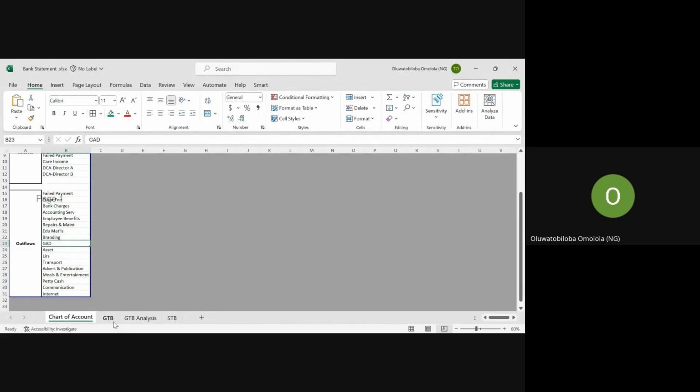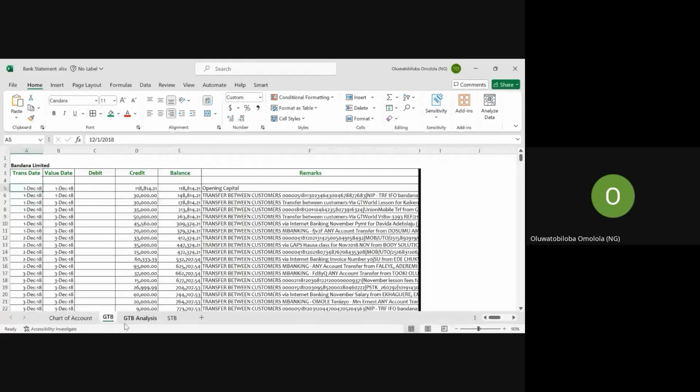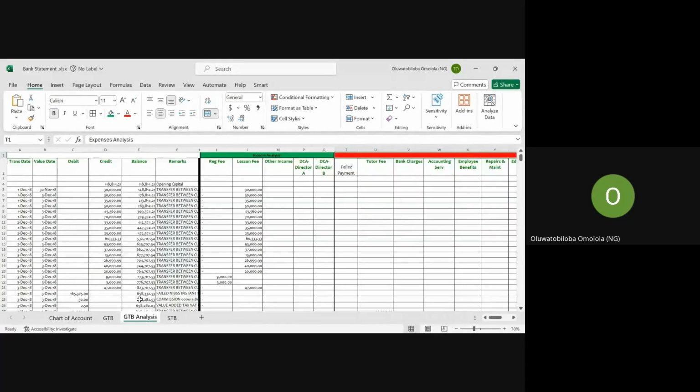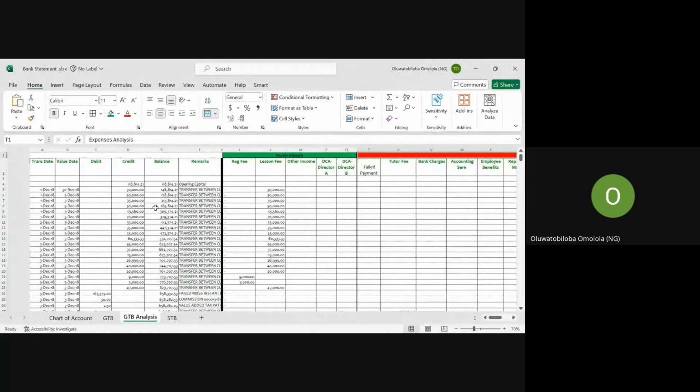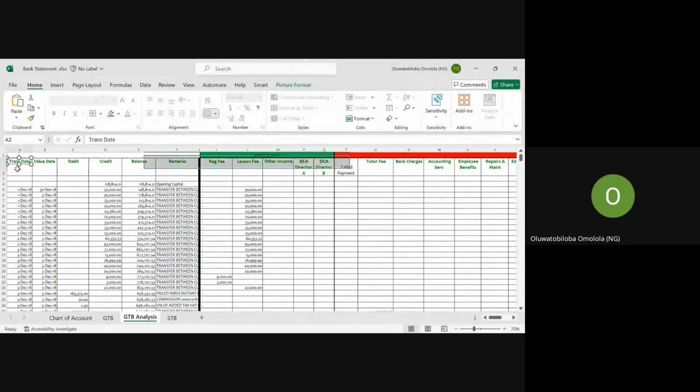So maybe you did not make provision for transport before and you are seeing a lot of transport, you say, okay, let me create a line for transport and you add it here, right? Because of time, I already did the analysis of this bank statement. This is my bank statement from year to year. It's still the same GTB bank.